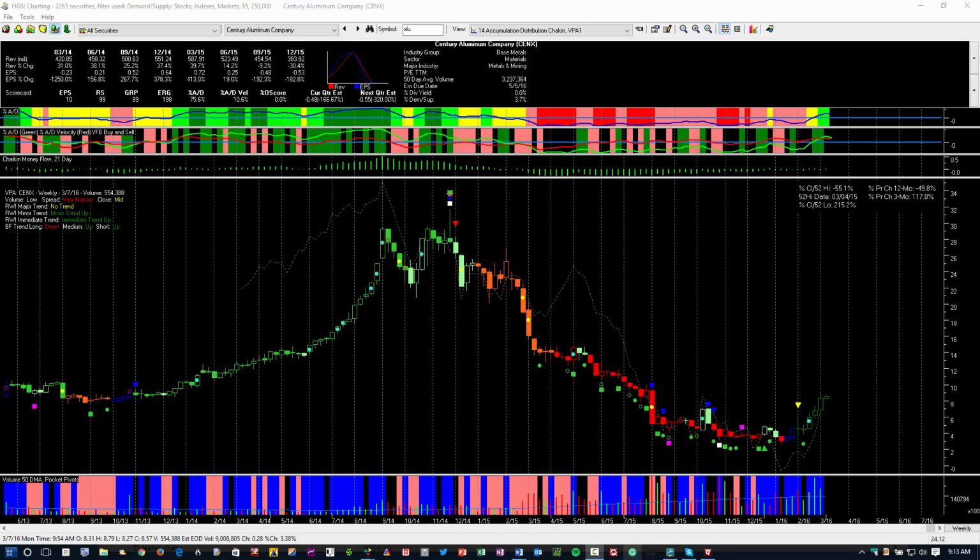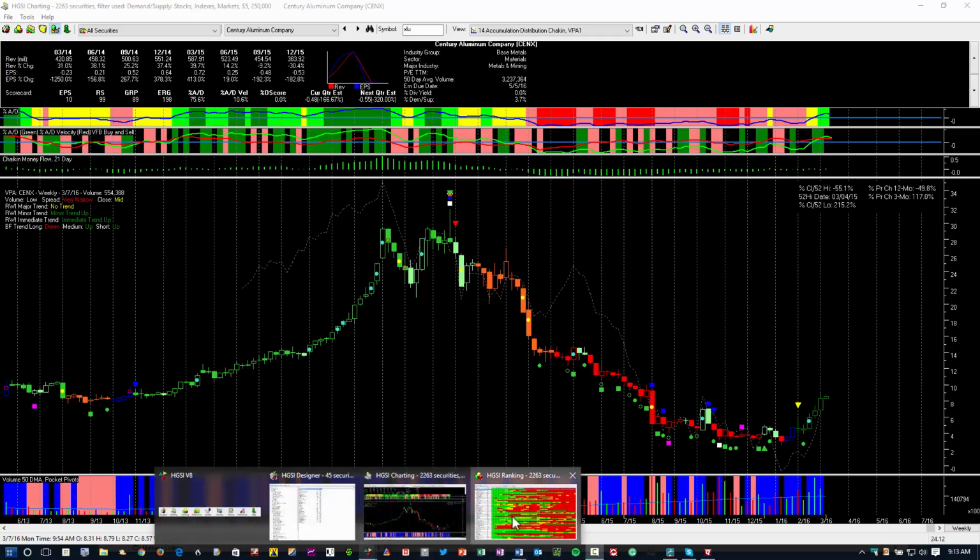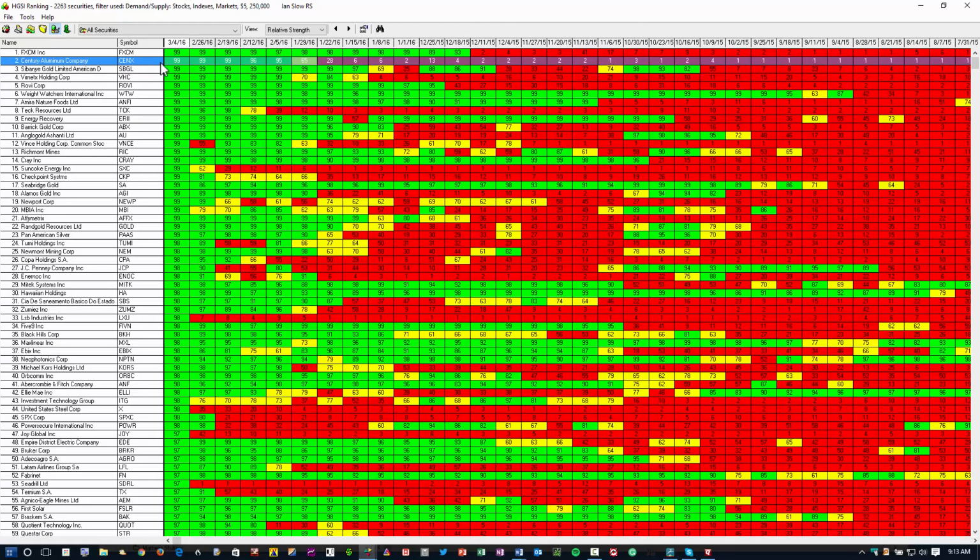Now, in the current market environment, we have seen some tremendous up moves, and these up moves are not necessarily in very high quality stocks if you rely upon earnings and revenue growth. And I'm using Century Aluminum as my example. I have the ranking module open, and I'm using Century Aluminum because it's number 2 on the ranking using what we call IanSlow relative strength.